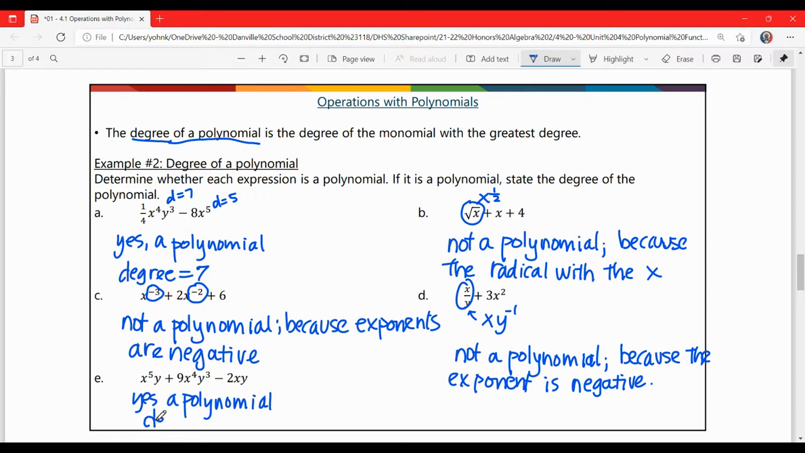I need to find the degree. And it's the monomial with the highest degree. So this first monomial has a degree of 6. 5 plus 1 is 6. This monomial has a degree of 4 plus 3 is 7. And this monomial has a degree of 1 plus 1 is 2. 7 is the biggest number, so 7 is the degree.